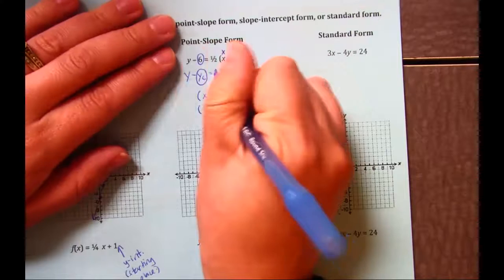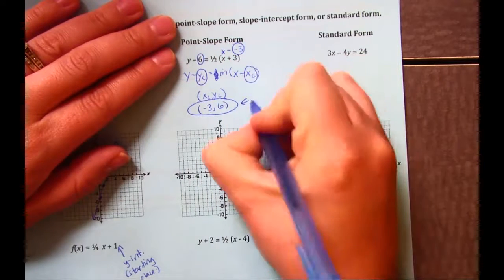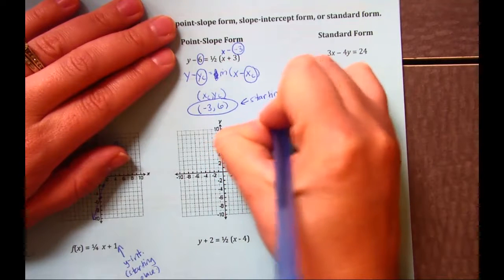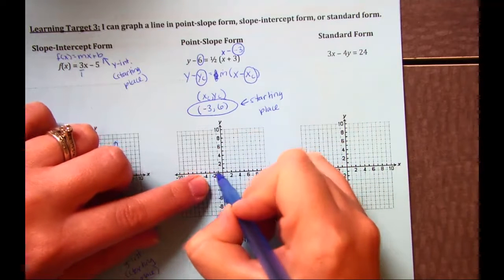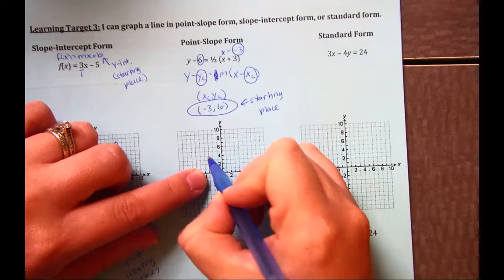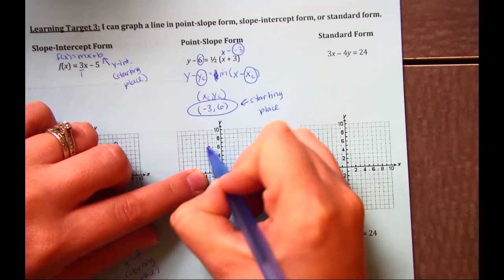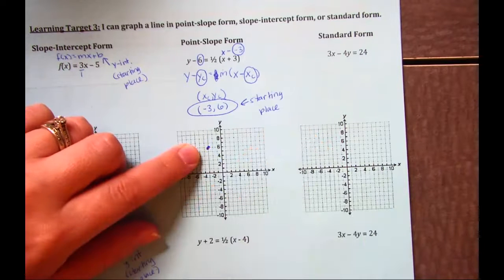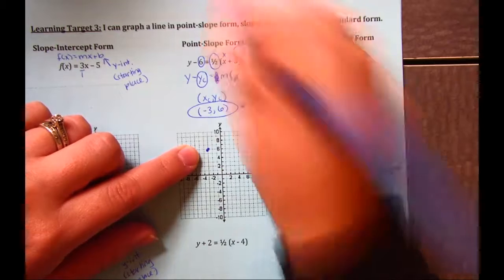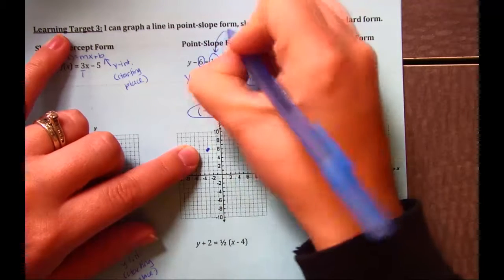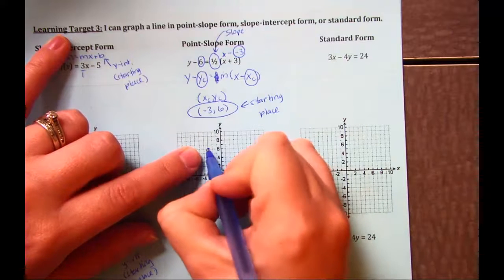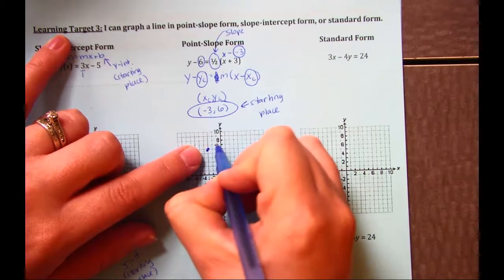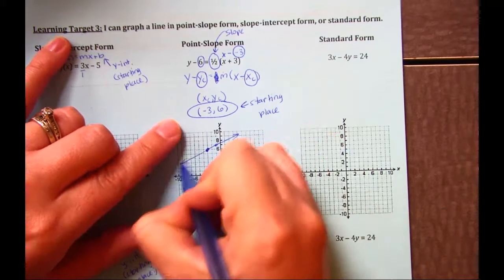This is your starting place. So here our starting place is -3 up 6. That's the starting place. And then from there we go where our slope tells us to go, which is right there. That's our m. So from this point we go up 1 over 2, and then we can draw our line.